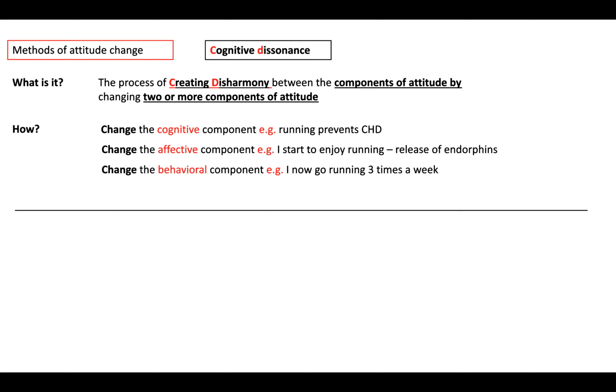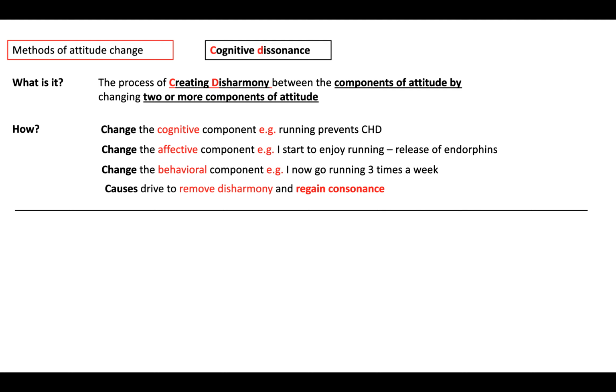Now, when they're doing this, they actually do realise after time they do start to enjoy it because of this release of endorphins. And before you know it, you've actually changed all 3 components and you've changed someone's attitude. So when we create this disharmony, this conflict between the components, we actually cause a drive to remove this disharmony of not liking it and regaining consonance, regaining this positive consonance of all 3 components and elements of attitude being positive.